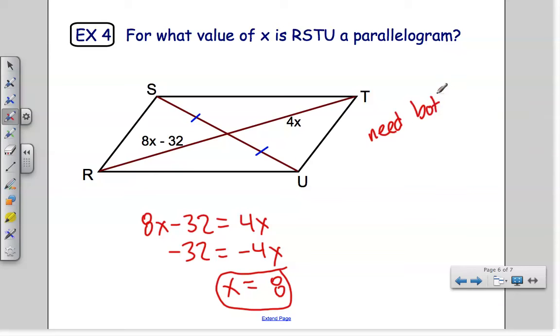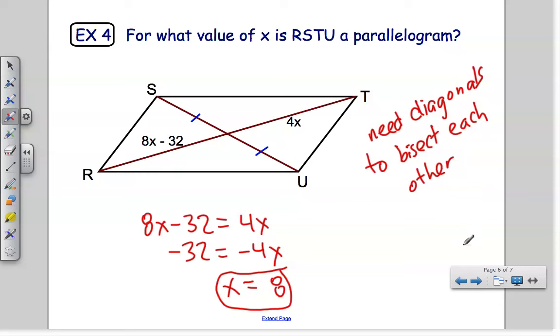And the reason why this value of x would make it a parallelogram is because right now we need both diagonals to be bisected. Okay, I'm combining diagonals and bisected. I'm having writing problems today. I'm just going to start over a little bit. Need diagonals to bisect each other. And I found the value of x so that that did happen.